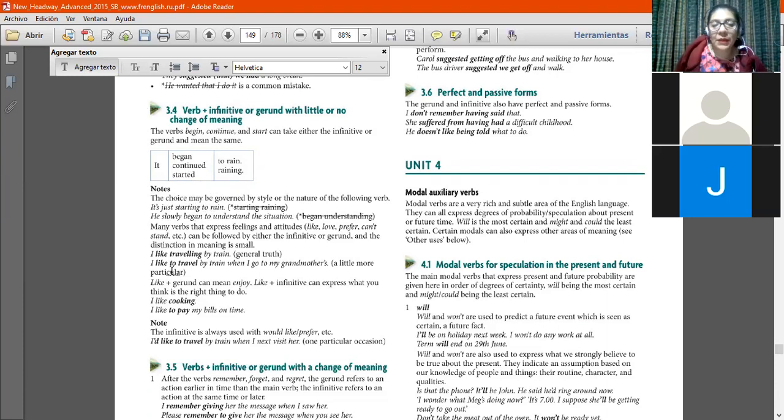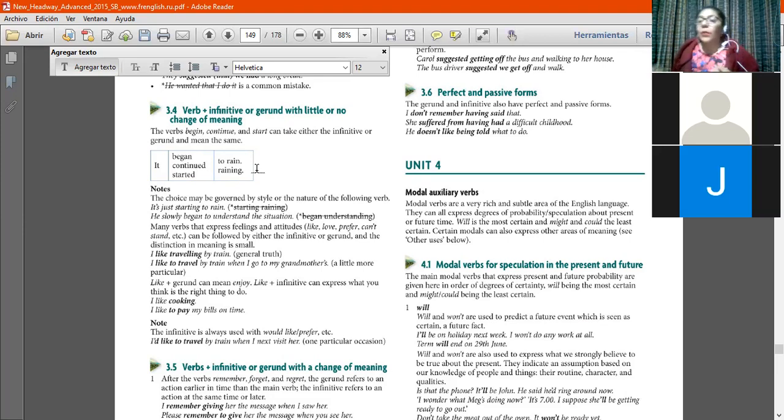The choice may be governed by style or the nature of the following verbs. Yeah. It is just starting to rain, not starting raining. Or he slowly began to understand the situation. No puedo decir he slowly began understanding. ¿Por qué? Because the choice may govern by style, por el estilo naturaleza que le sigue al verbo. O sea, no se va a escuchar bien. No es natural decir starting raining or began understanding. A pesar de que sí se podría, pero no es natural.